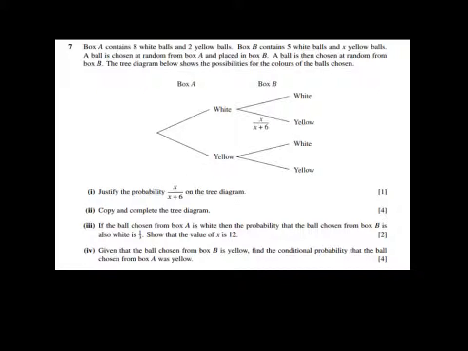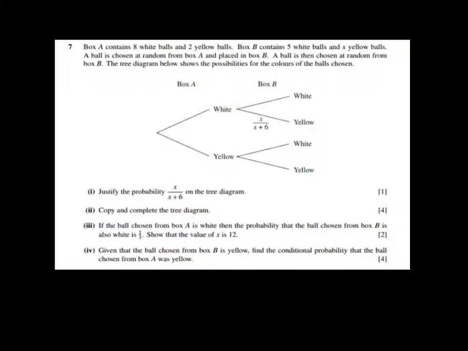So if the ball from A is white, so you know it's white. So this is a conditional kind of statement. So you're starting here. Then the probability that this one's also white is 1/3. So you can add that on there, and then you can use that to work out how many yellow balls there are, because this plus this have to add to 1 on the same branch, right? So you can set up that equation and solve it.